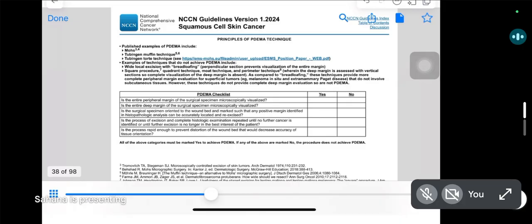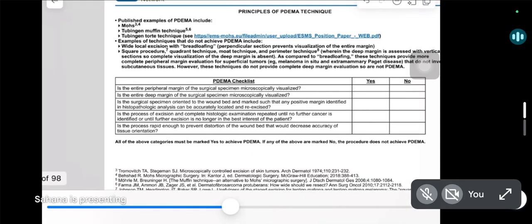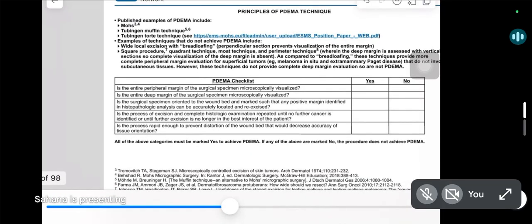So here your checklist will be: entire peripheral margin and deep margin, the wound bed is oriented and marked, the pathology specimen is marked, and the histological analysis of the resection or re-excised margin is accurate. The process of excision and complete histopathological examination is repeated until no cancer is found in the periphery, the margin, or the surgical bed. The time interval should also be rapid. So these are some of the principles of PDMA.